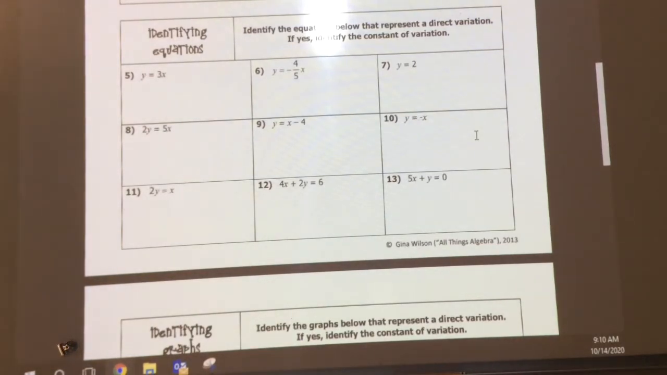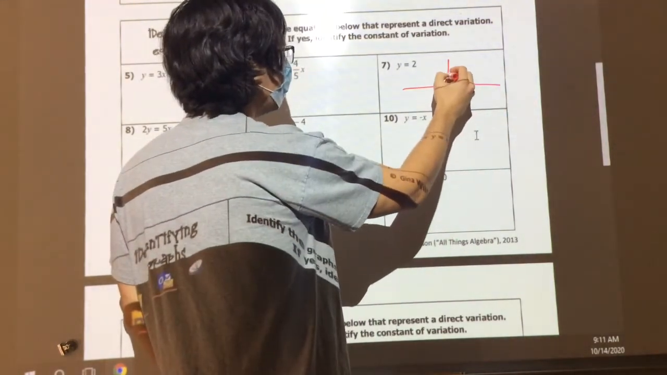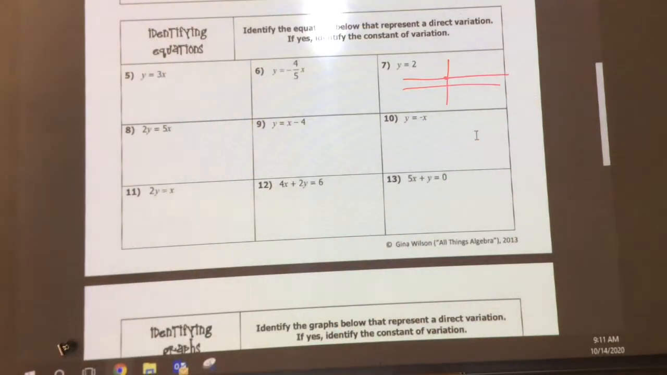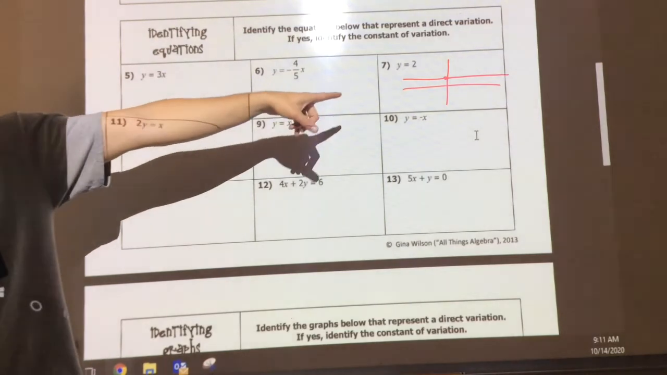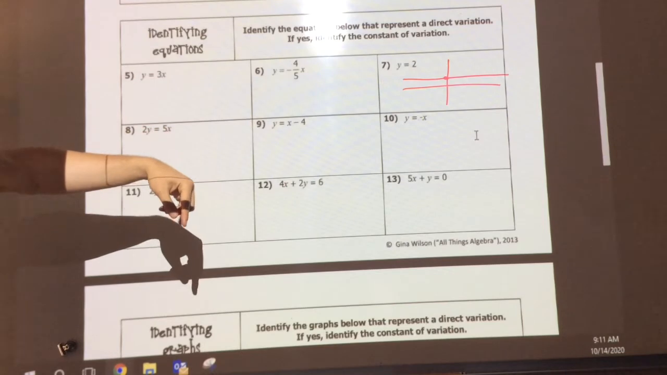No. What do you think? Yes or no? Yes. Well, let's see. Let's graph that. So here's my y equals 2. Does it have a y-intercept? Yes, it does. If it has a y-intercept, then it's not going to go through the origin. If it goes through the origin, then there's no y-intercept. I just graphed that line for you. Doesn't that prove that it does not go through the origin? So therefore it's not direct variation.